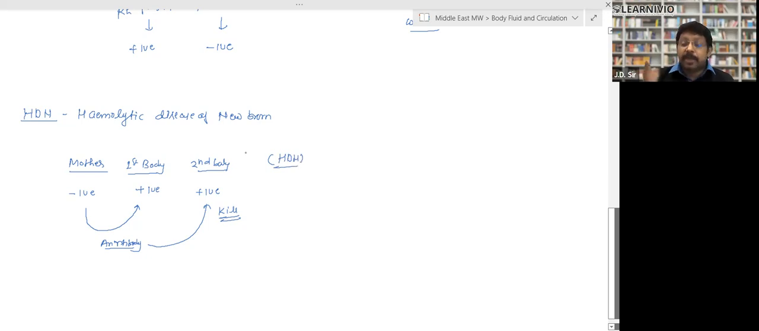Hence, in older days, a mother could not have two positive blood group babies, right? The first baby survives, but it has a jaundice-like situation, a pneumonia-like situation, so it will not be a completely healthy baby. But the second baby will not even survive. The body of the mother will start treating the second fetus as antigen, and it will kill it, right? This is called hemolytic disease of newborn. Is it clear? Yes, sir.